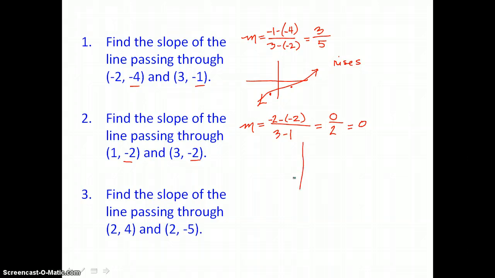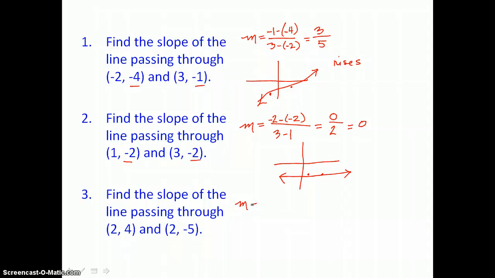And if we graph this line, graphing 1, negative 2, and 3, negative 2, we see that we have a horizontal line. The slope of a horizontal line is going to be 0.